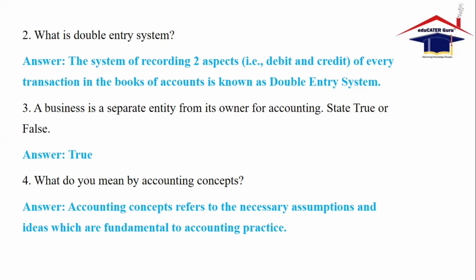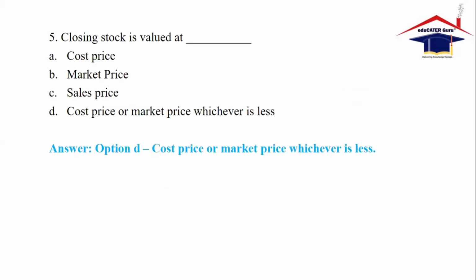What do you mean by accounting concepts? Accounting concepts refers to the necessary assumptions and ideas which are fundamental to accounting practice. Next, closing stock is valued at option A cost price, option B market price, option C sales price, option D cost price or market price, whichever is less. So the answer is option D, cost price or market price, whichever is less. You have to apply this concept always while valuing the closing stock.